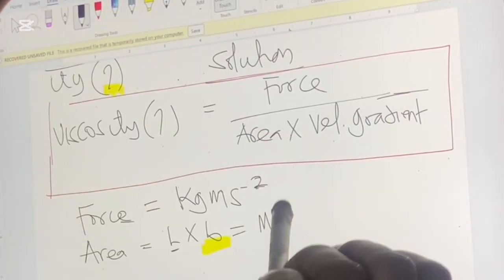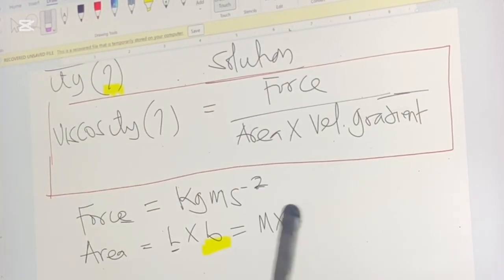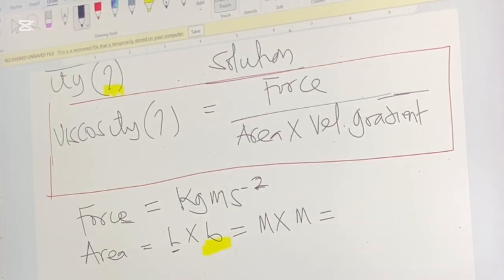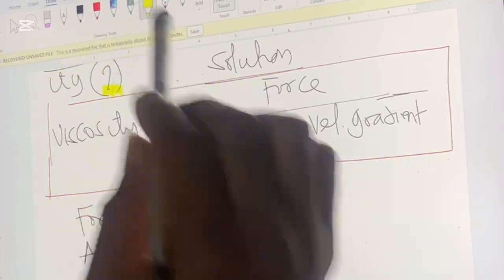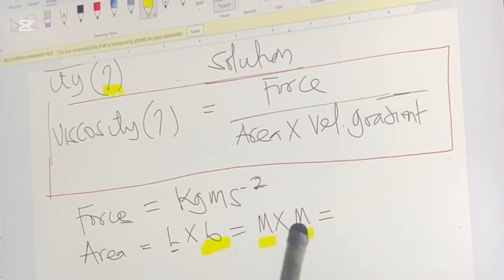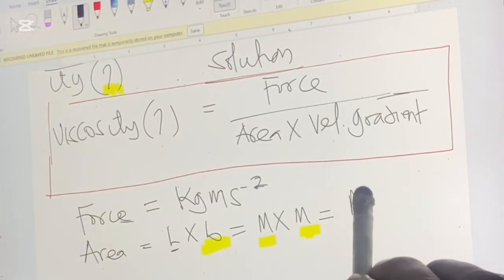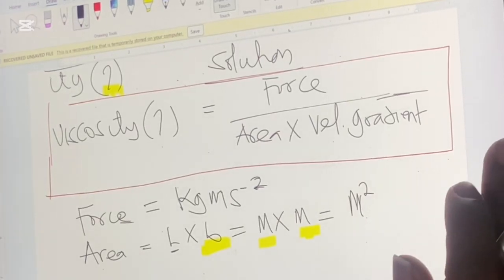Writing that we have meter. So we see that whenever we have any expression in two bases, we use indices to evaluate that. Now we have this to be in two bases, that is m, and we have to take one and add up their powers. When you do that, we have this to be m raised to power of 2. Please take note.